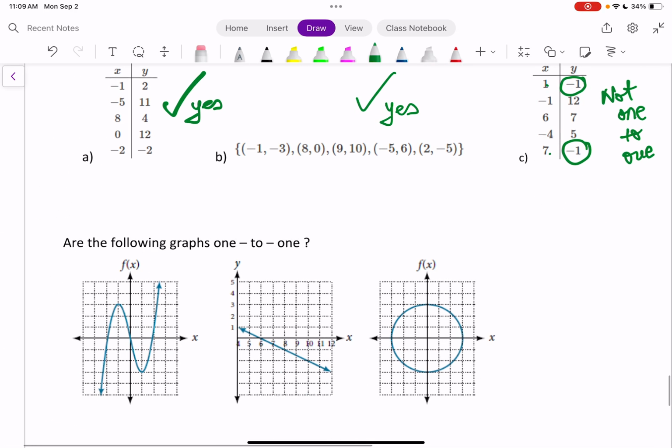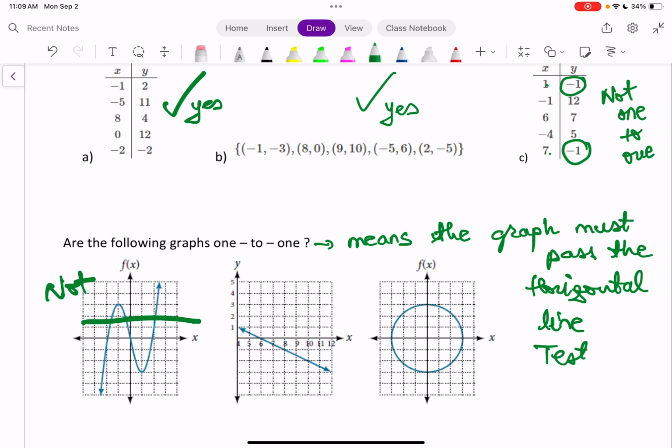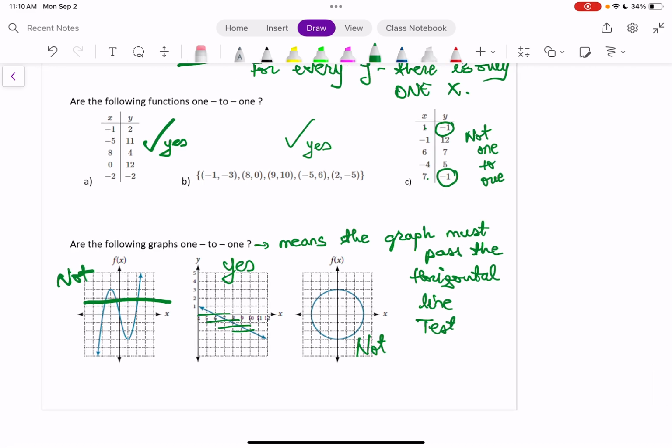All right. Now, 1 to 1 means that you also need to pass something called the horizontal line test. So also, no horizontal line can cross the graph in more than one point. So here you go, not 1 to 1. Yes, 1 to 1. It passes both the horizontal line test and the vertical line test. This one wasn't even a function. So we can't even talk about 1 to 1 functions if we don't even have a function. Okay. So here it is, 1.1.